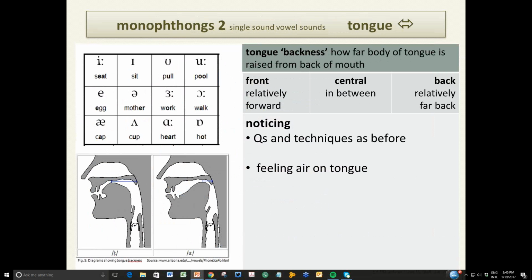Another aspect of the tongue, it's not so obvious, I think, this one. Not so immediately useful, but it does reinforce the position. Again, using questions, asking yourself about what's happening, those other techniques as before, to notice whether your tongue is relatively forward towards the front or in the middle or the back.